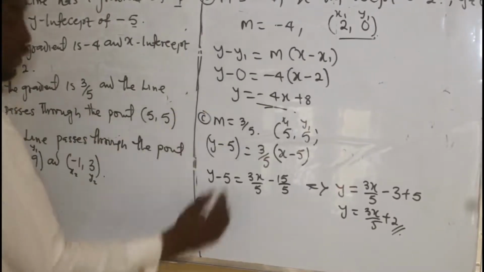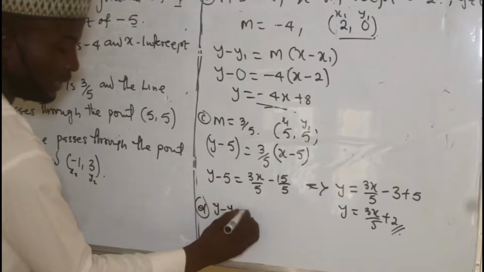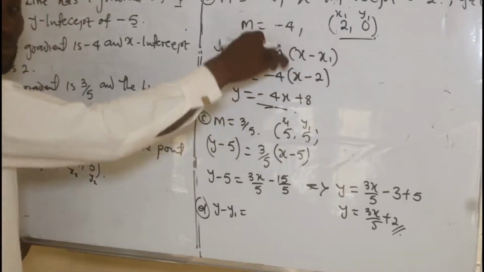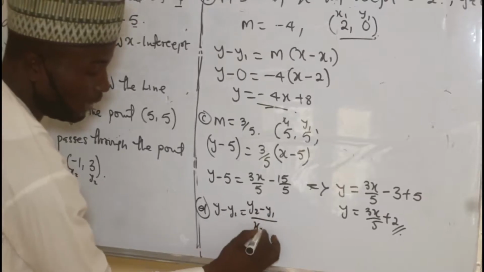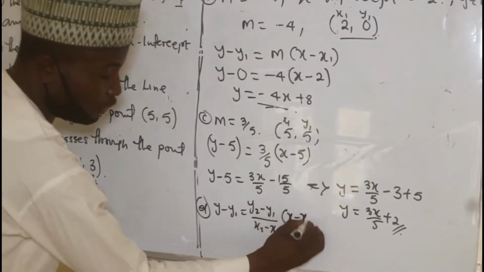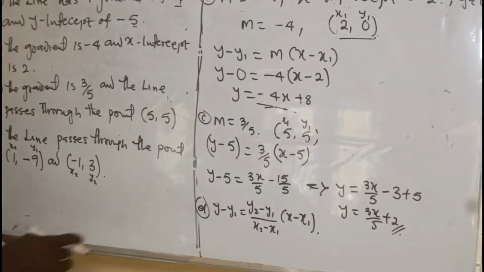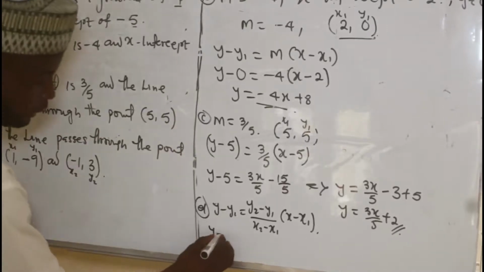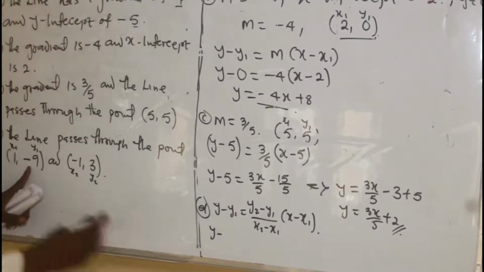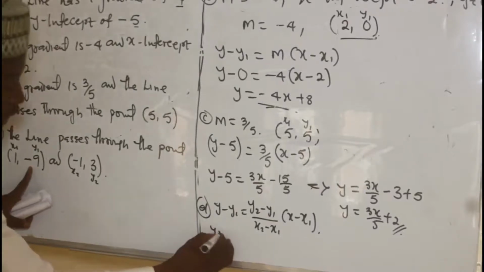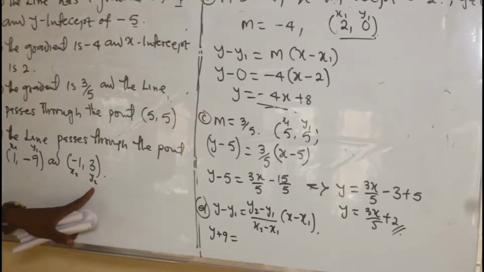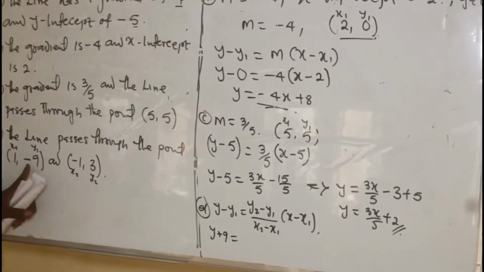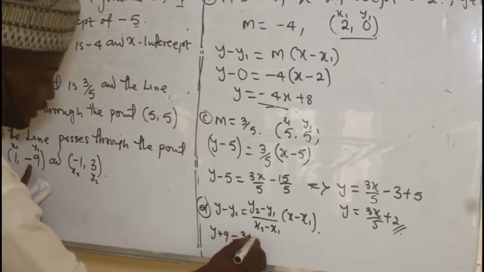That means you are going to put your m. y minus y1 is equal to, in that case, what is the formula of finding our m? y2 minus y1 over x2 minus x1 into x minus x1. Can we recall the formula? So just substitute it back. y minus, what is our y1 from this? -9. So it's going to be y plus 9 is equal to y2 minus y1. What is y2? 3 minus y1. So it's going to be 3 plus 9.